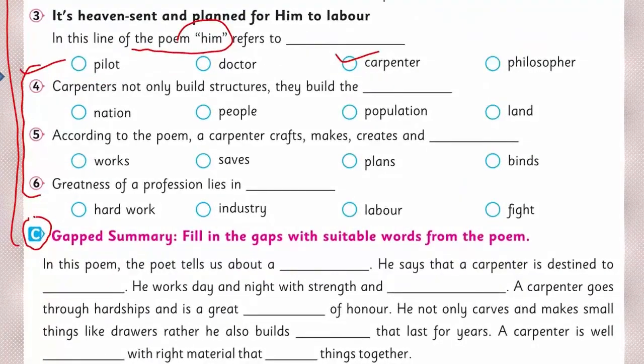Now look at the C section here. Get summary: fill in the gaps with suitable words from the poem. We have discussed the poem and also I summarized the poem for you. So, what you need to do? Just give it a read. Read the theme again, and you have to fill the gaps with the suitable words. In this one, the poet tells us about what? About a... Yes, this is about a carpenter.